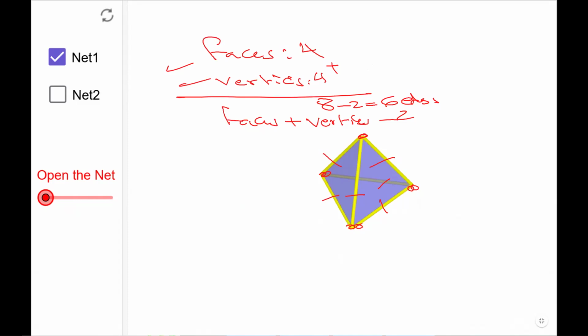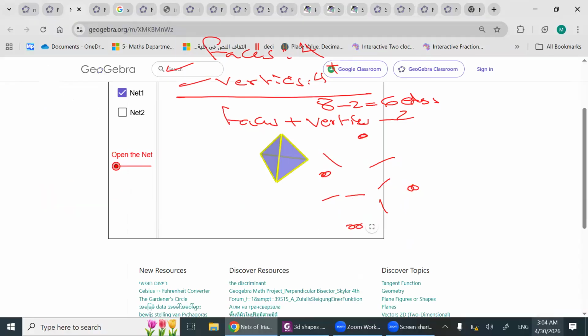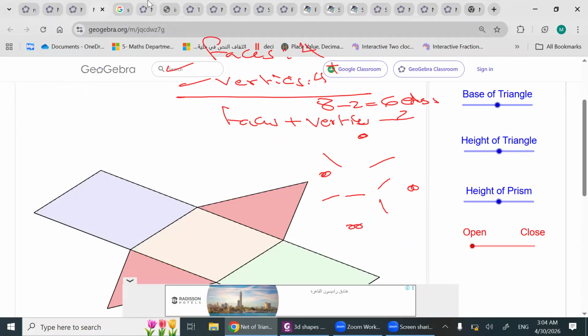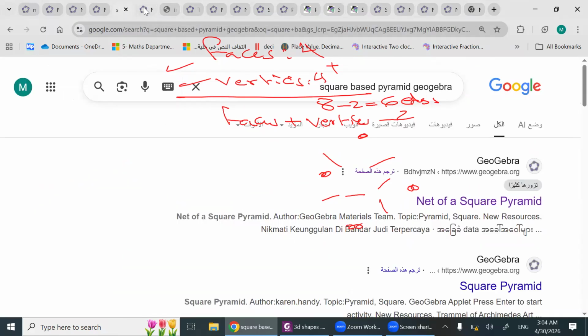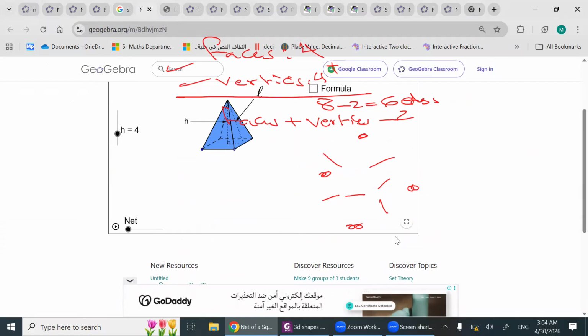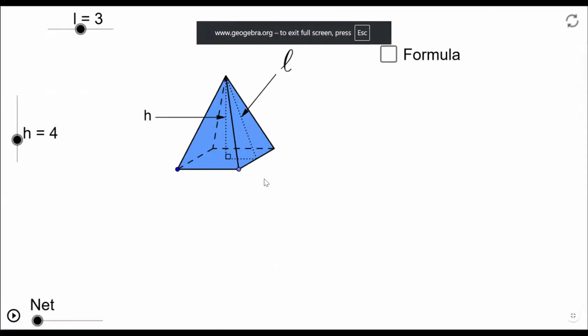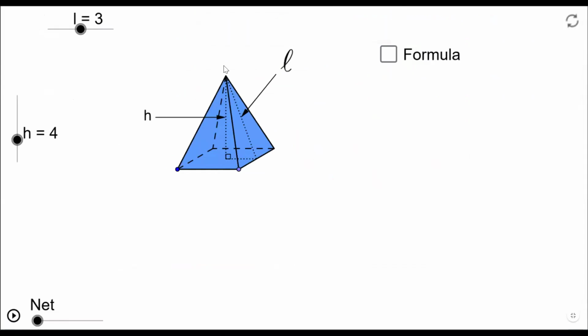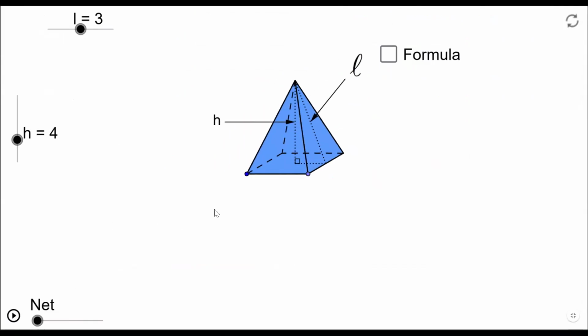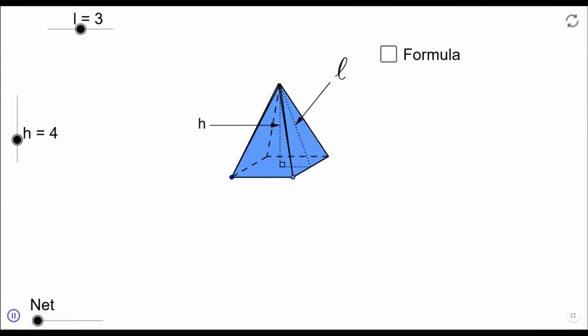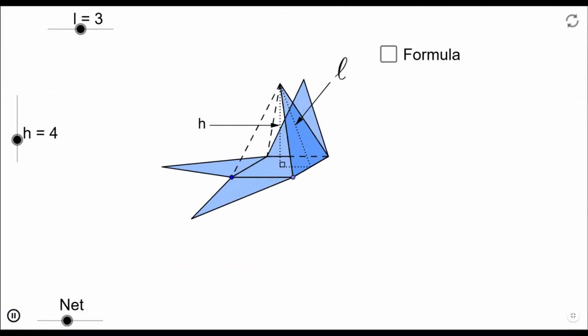Moving to the next 3D shape, which is called the square-based pyramid. The square-based pyramid is a pyramid that has a square in the bottom or in the base and a central point above, and you can move around to find the four triangles. If you open the square-based pyramid, you will find a square in the middle and four triangles around.